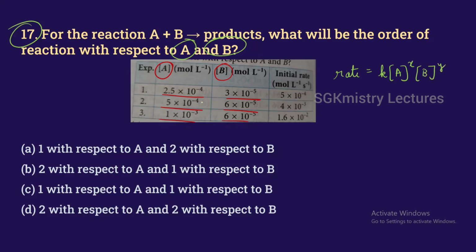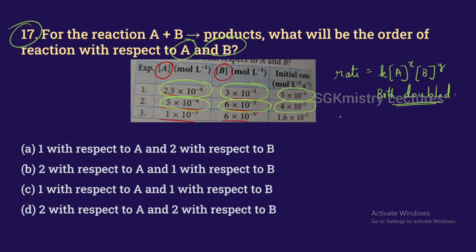Now, you see here 2.5, this becomes 5, doubled. Here it was 3. Here it was again, now you can see it is doubled. 3 became 6. 10 to the power of minus 5 is same. Even for A, in the first case, it is doubled. Now you see here 5 into 10 to the power of minus 4, 4 into 10 to the power of minus 3. So now, in the first case, both the concentrations of A and B have been doubled.